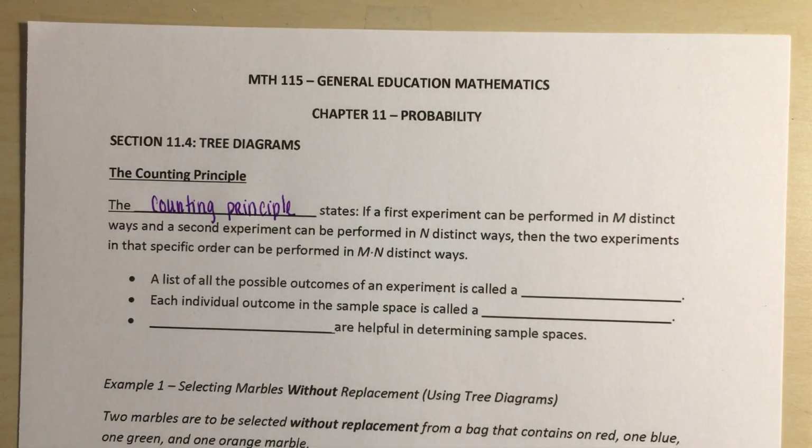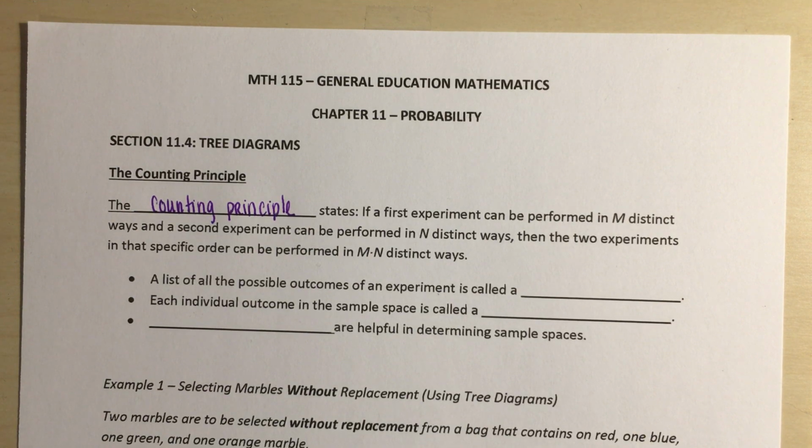So the counting principle states, if a first experiment can be performed in m distinct ways, and a second experiment can be performed in n distinct ways, then the two experiments in that specific order can be performed in m times n distinct ways. So basically we're going to take the number of ways that each experiment can be performed, and then we will multiply those together and find the product, and that's going to be our answer.